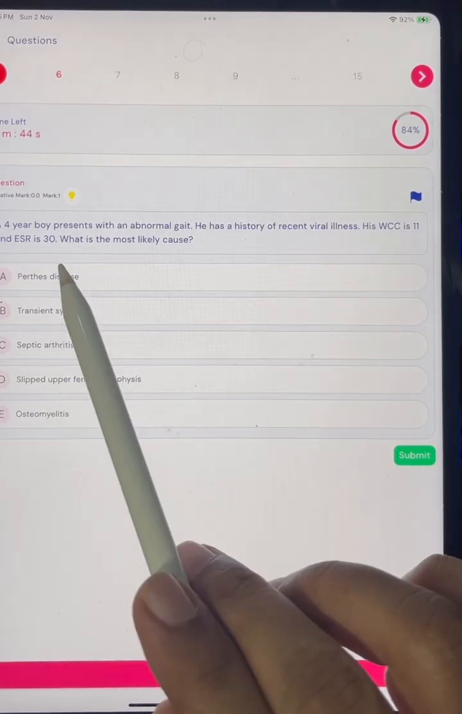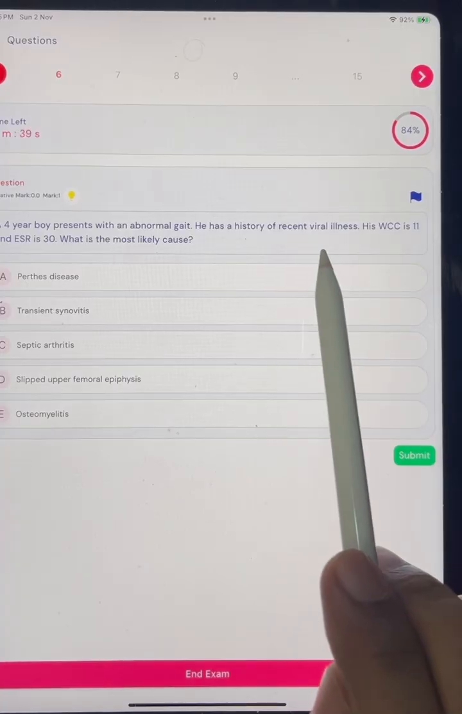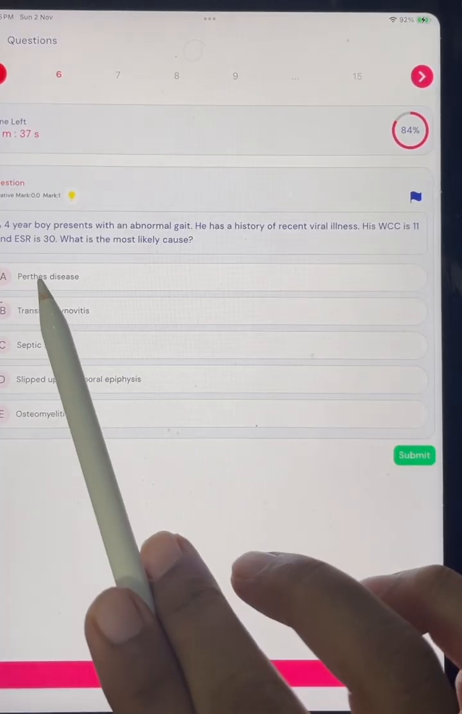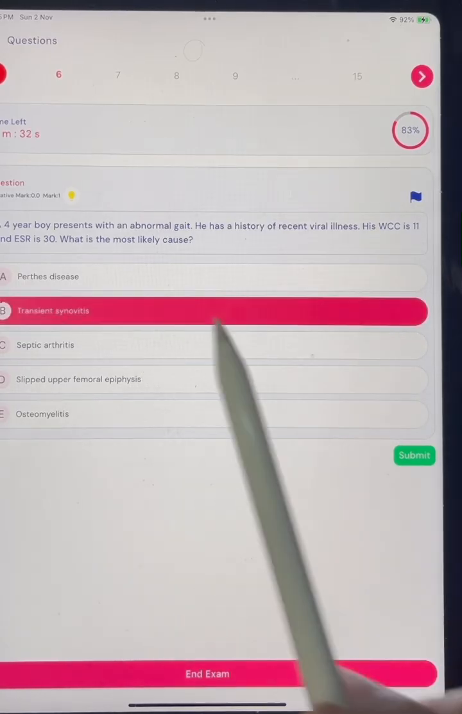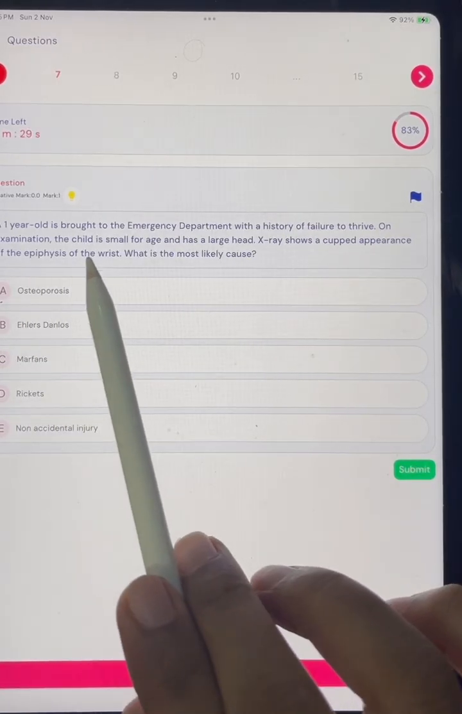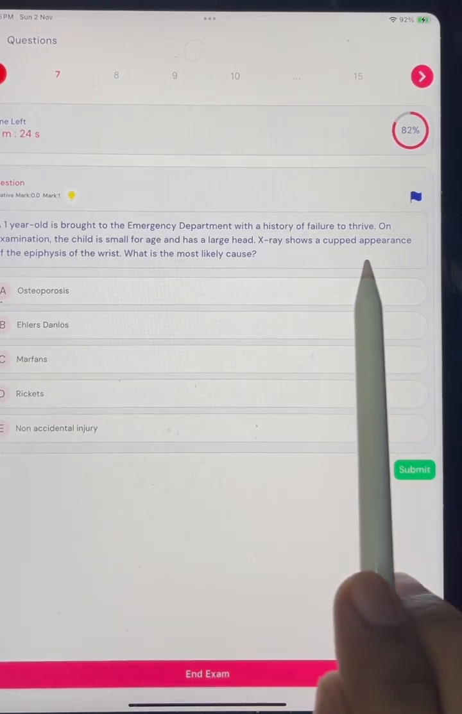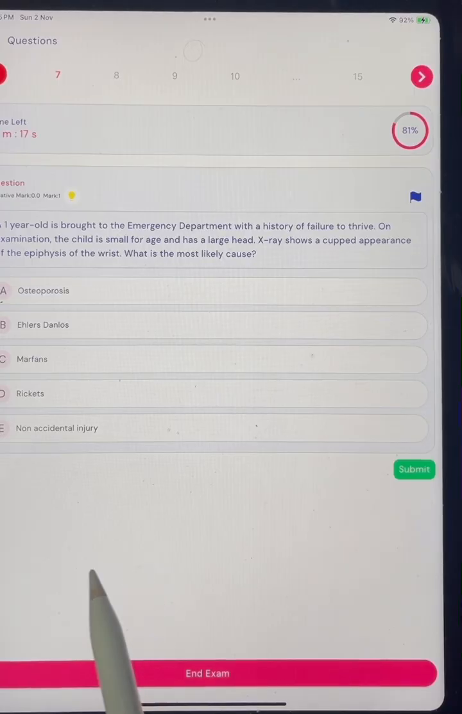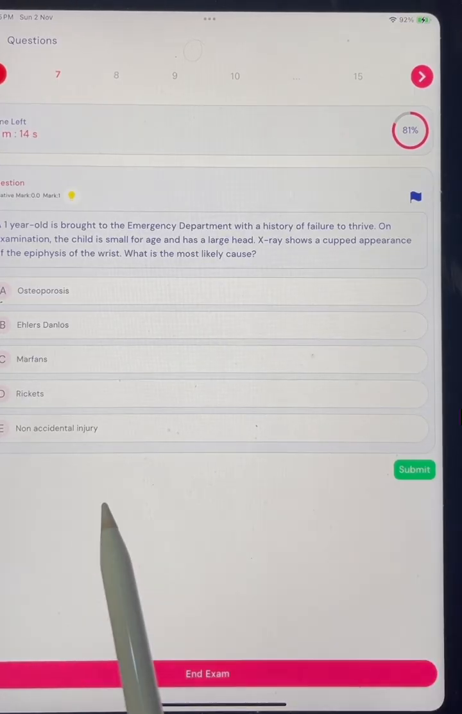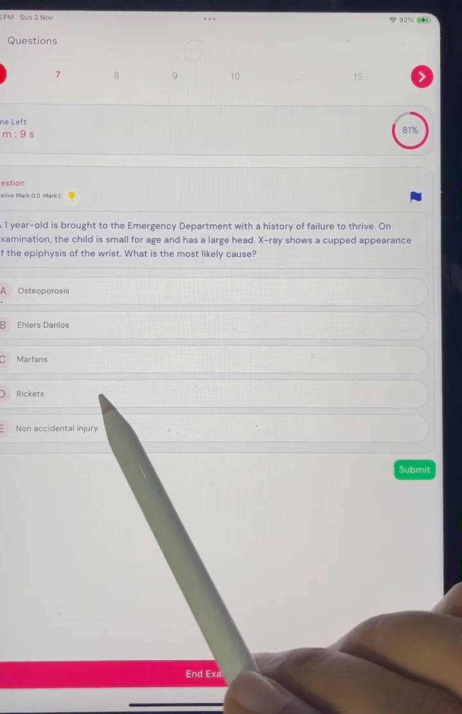A 4-year-old boy presents with abnormal gait, history of viral illness, WBC is okay. This is transient synovitis, history of recent viral illness. A 1-year-old boy is brought to the emergency with a history of failure to thrive. On examination, the child is small for age and has a large head and multiple cupping. Cup epiphysis. Let us see rickets.